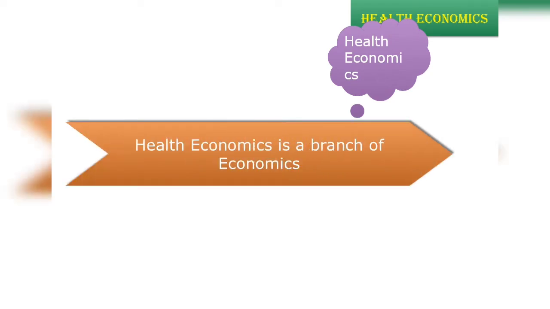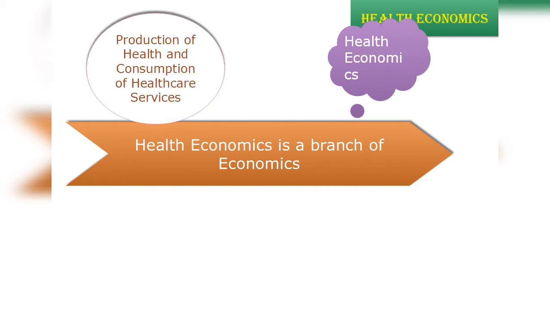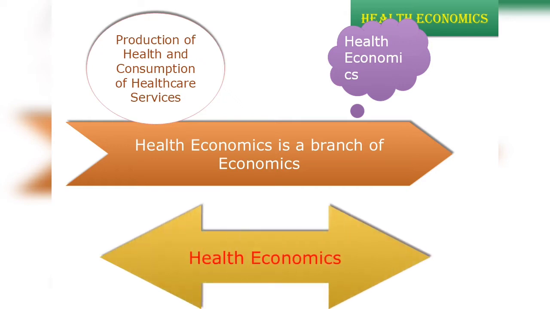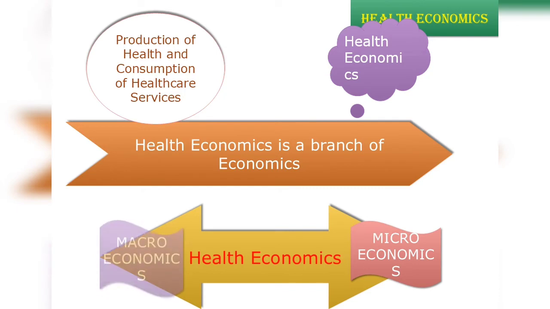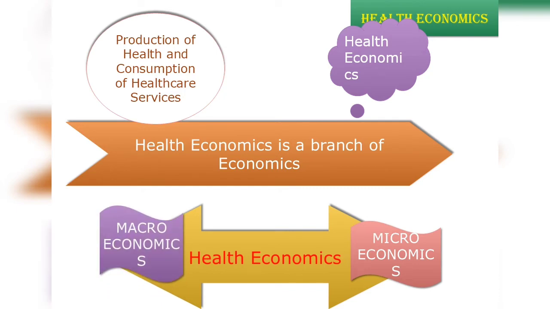Now, when we talk about health economics, it is a branch of economics. It deals with production of health and consumption of healthcare services. While talking about health economics, we will primarily deal with microeconomics, where dealing is between the healthcare proprietors and the consumers, which are basically the patients, individuals, or households. But at the same time, macroeconomics also has significant importance when it comes to the government.